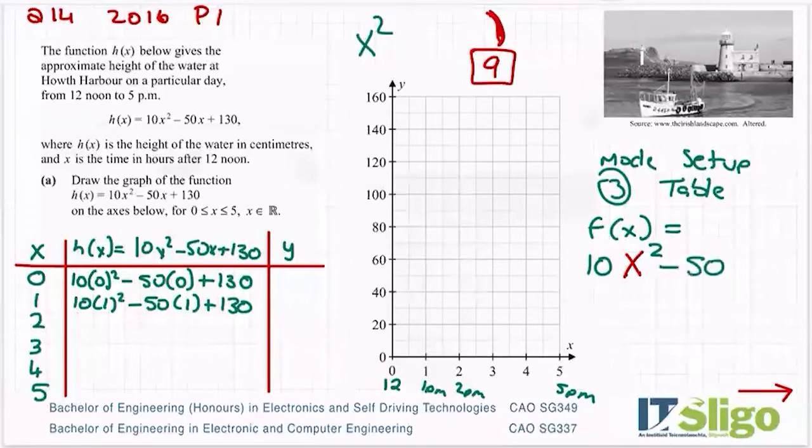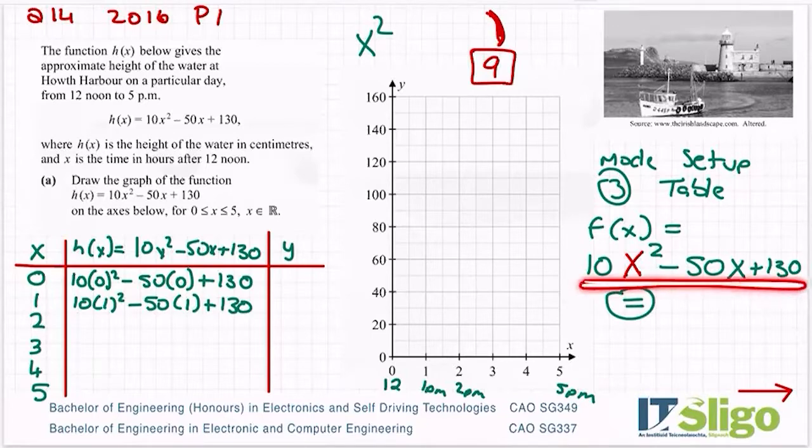Put in minus 50 next, red X again, and then plus 130. Then you're hitting the equals button. And what that equals button does is it programs this into the memory of the calculator. So that's fixed in the memory of the calculator now, okay?